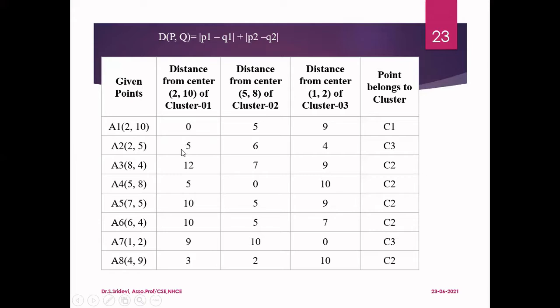Now let us consider the second point. Here I'm calculating the distance of the point A2 from the centroid 2, 10. For that I have to subtract 2 from 2, that is the first component, and take the absolute value. So 2 minus 2 is 0. Then subtract 5 and 10 and take the absolute value. So 5 minus 10 is minus 5. Take the absolute value, that is 5. So 0 plus 5 is 5.